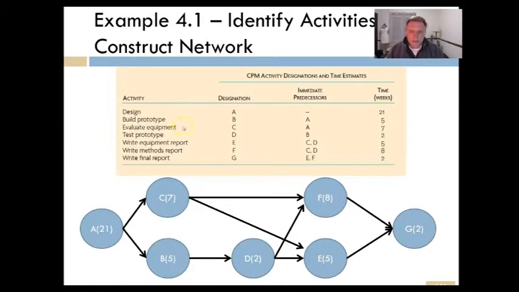So here's an example. This has got 7 different activities, A, B, C, D, E, F, G. And activity A takes 21 weeks in this case, so it's got 21 weeks to get it done. Activity C takes 7 weeks, etc. So you can see how somebody has already figured out that activity F can't start until C and D are completed, and then F can take off.